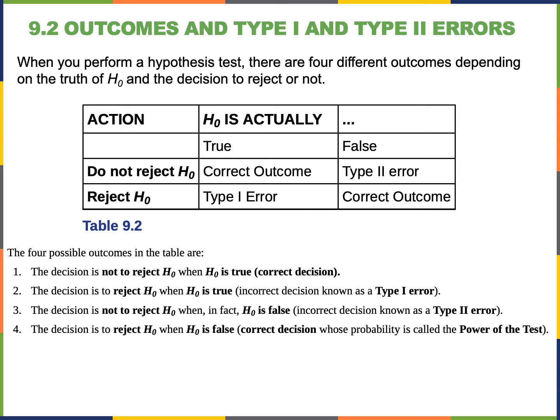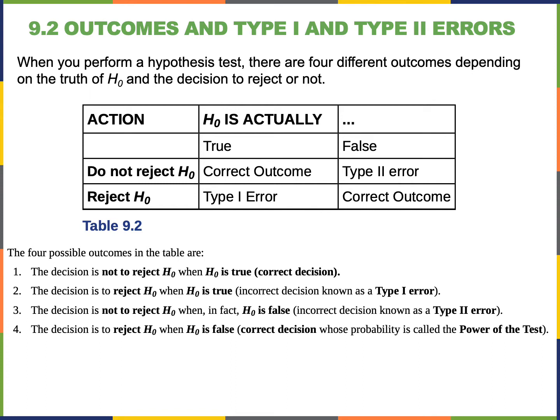Hey everybody, and welcome to section 9.2, which concerns outcomes and type 1 and type 2 errors. All right, so let's begin. When we perform a hypothesis test, there are 4 different outcomes depending on whether the null hypothesis is true or not, and the decision to reject or fail to reject the null hypothesis.